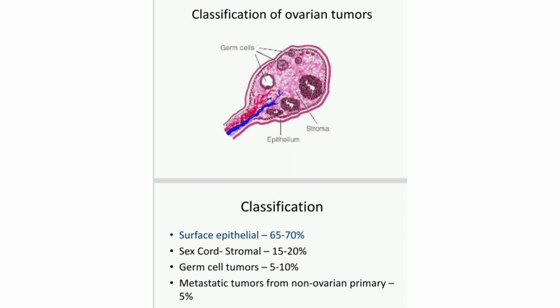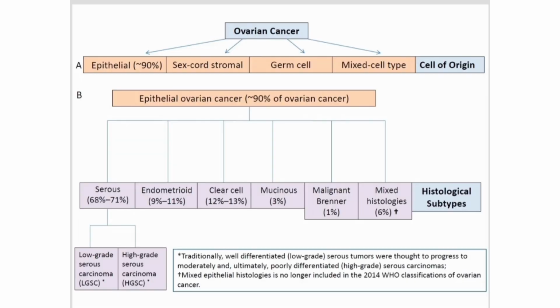Ovarian tumors are classified based on where they are derived from: the surface, the stroma, the germ cell, or from outside as metastasis. So they are classified into epithelial, sex cord stromal, germ cell tumor or mixed cell type. Epithelial is again divided into serous, mucinous, endometrioid, and clear cell.